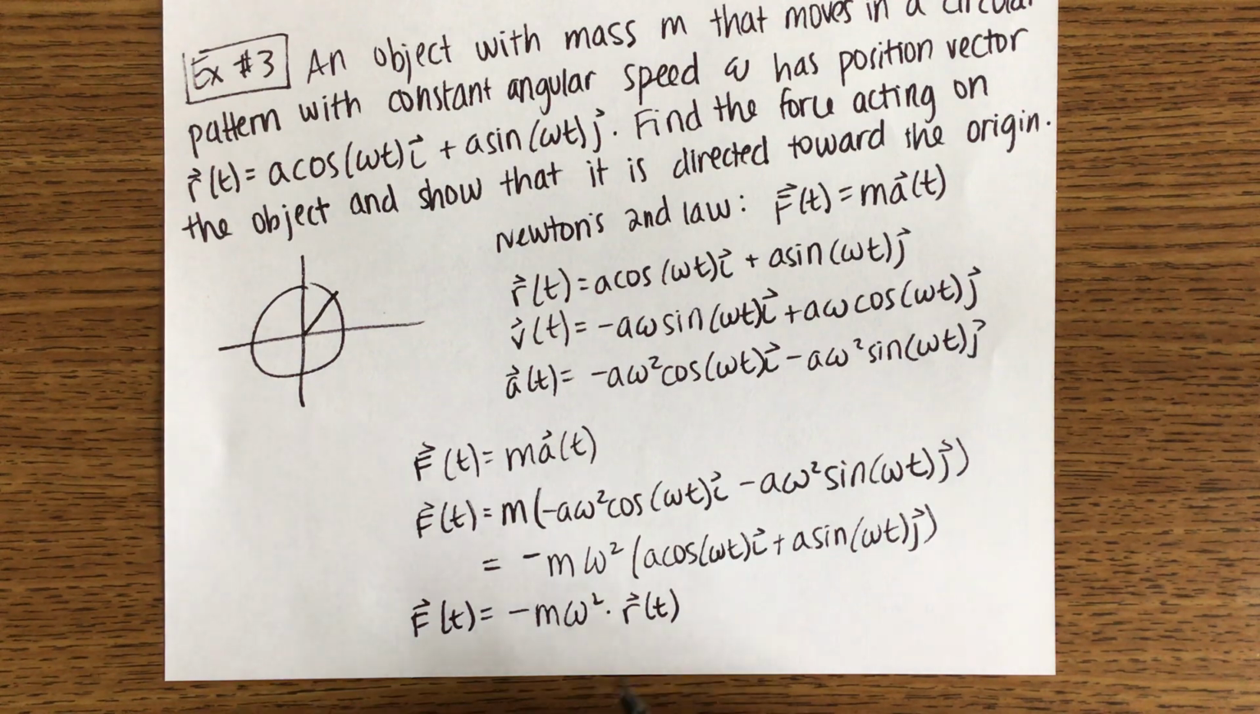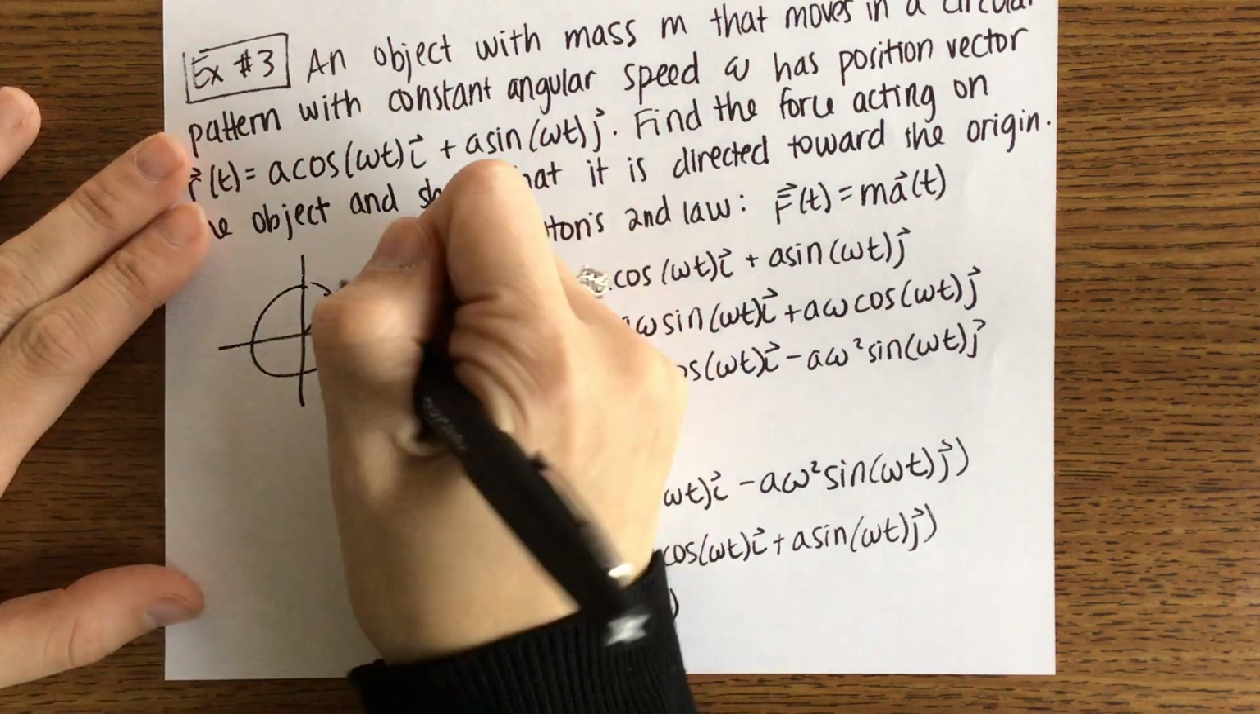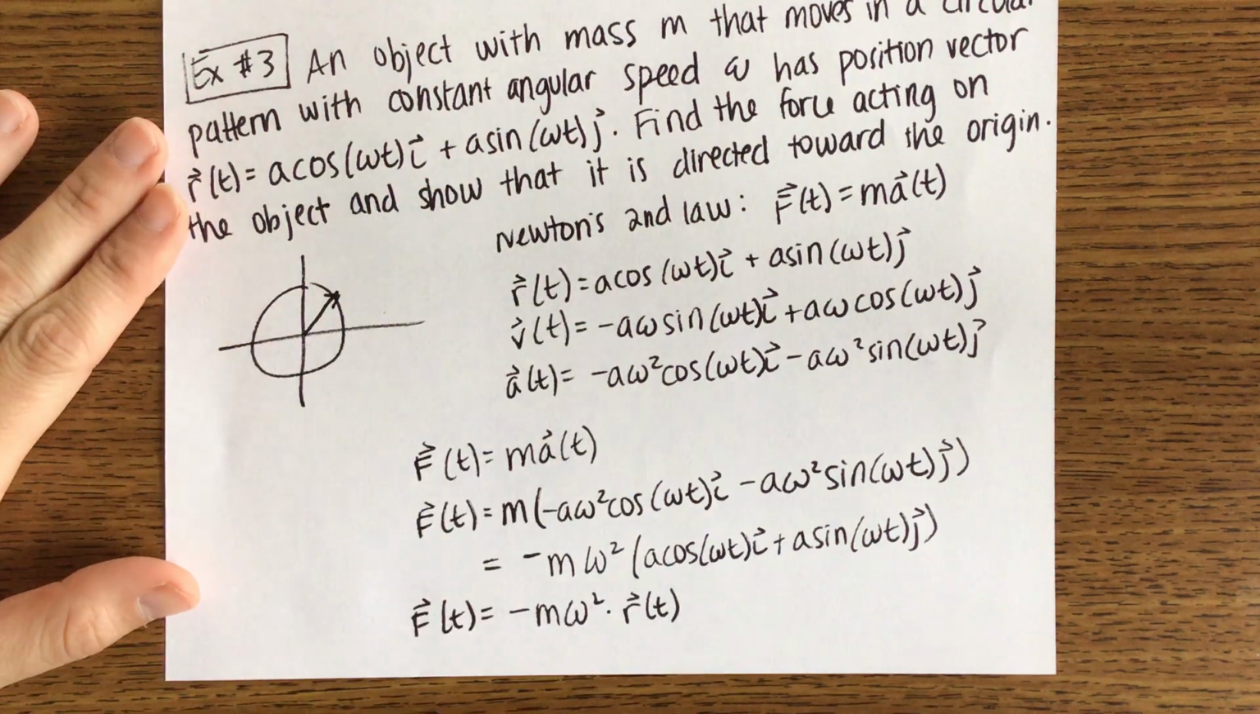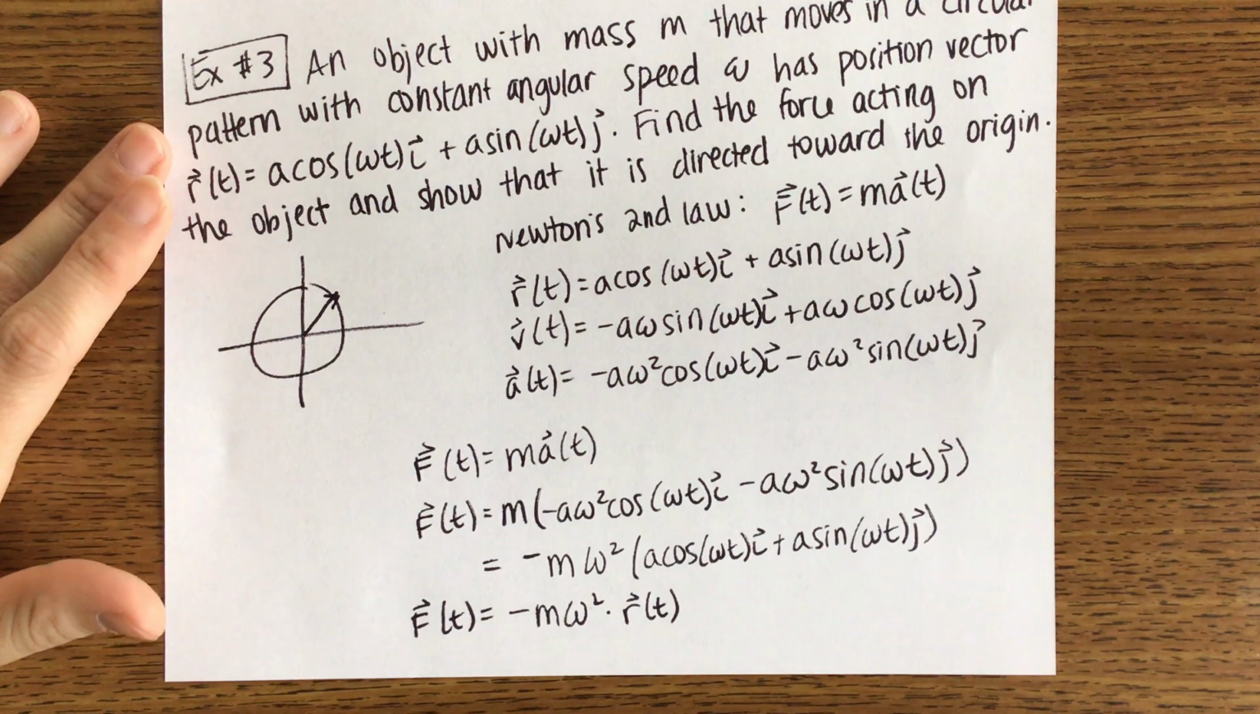Okay, so what this is telling us, omega squared is obviously positive. M is mass, that's positive. So our force vector is going to be opposite of the radius vector. So this radius vector that we have right here, the force will be coming in the opposite direction. Since the radius is always away from the origin, the force will always be acting towards the origin.